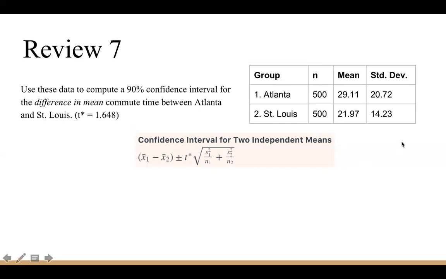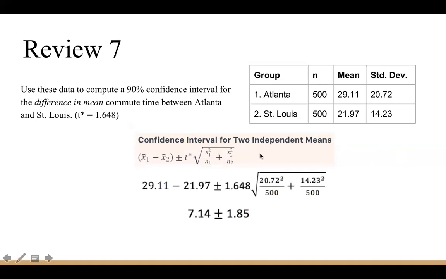Sorry, I kind of gave away the answer for that one a little in the beginning, but once we plug in all of our numbers, we get a confidence interval ranging from 5.29 to 8.99. So you'll really just want to plug in each group's mean in the beginning, and then I give you the t-star of 1.648 in the problem. And then in your standard error, you just plug in each group's standard deviation in the numerator and then their sample size in the denominator.